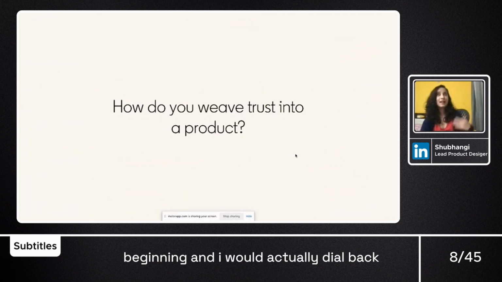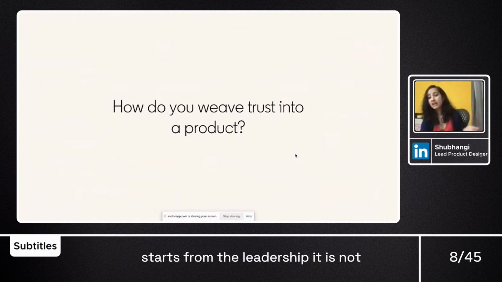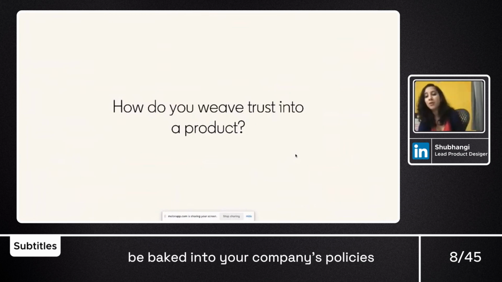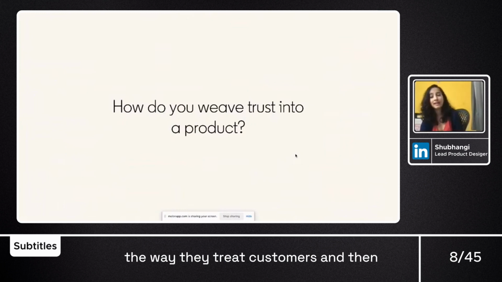And I would actually dial back and say it starts from the company. It starts from the leadership. It is not just the onus of the design team to weave trust into the product. It has to be baked into your company's policies, the way they treat customers, and then has to flow into the UI as well.